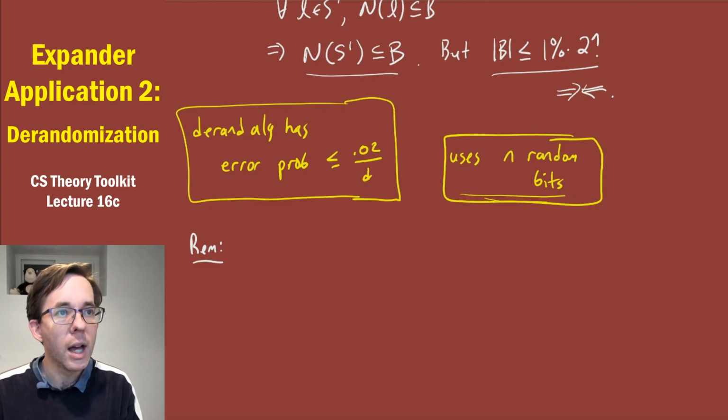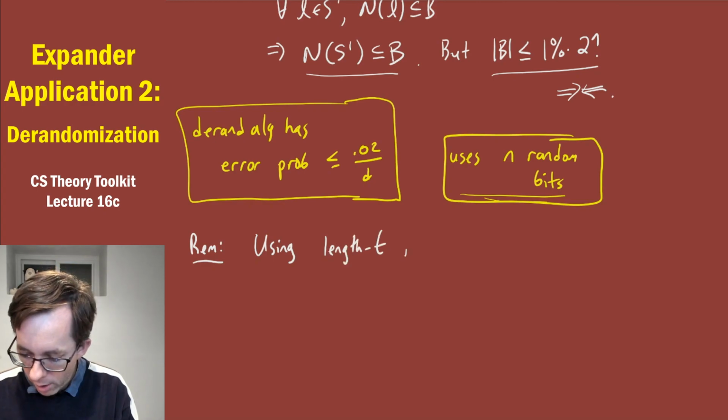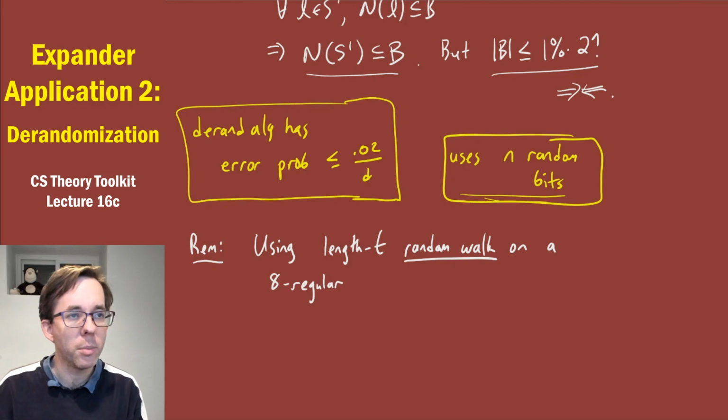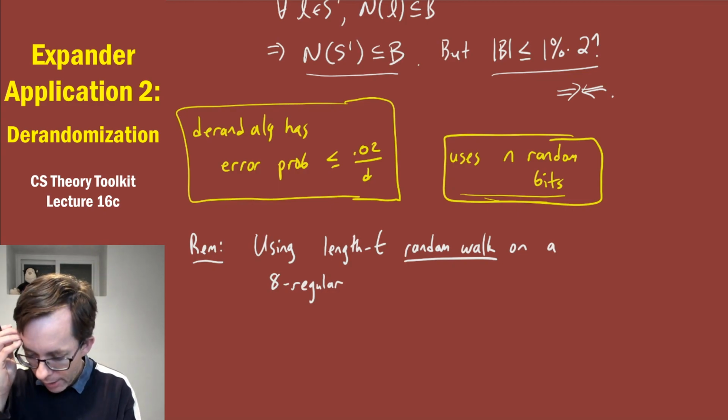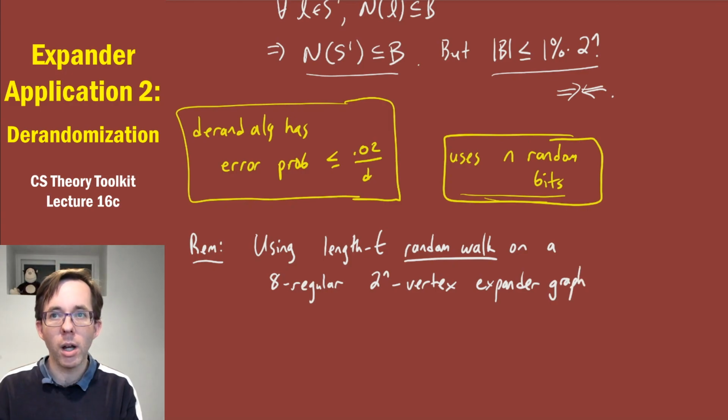So let me write this. Using this idea of a length t random walk on a non-bipartite, let's say 8-regular, 2 to the n vertex expander graph. I just pick 8 because it's a nice power of 2 bigger than 3, and of course you need a fully explicit expander graph to get that.